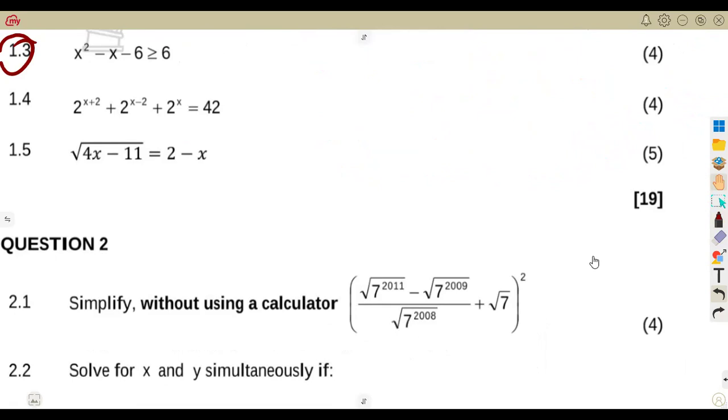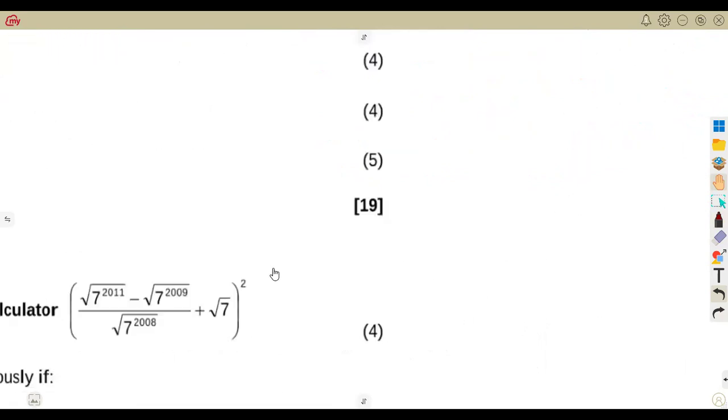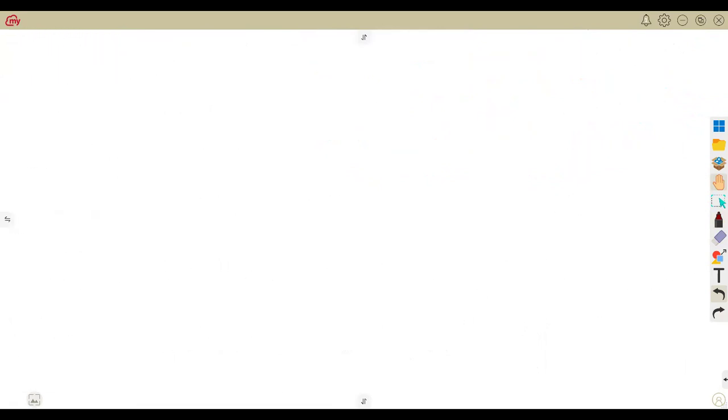1.3 Solve again for x: x squared minus x minus 6 is greater than or equal to 6. That's an inequality that we are given there. So we're dealing with inequalities. Our inequality was x squared minus x minus 6 is greater than or equal to 6.